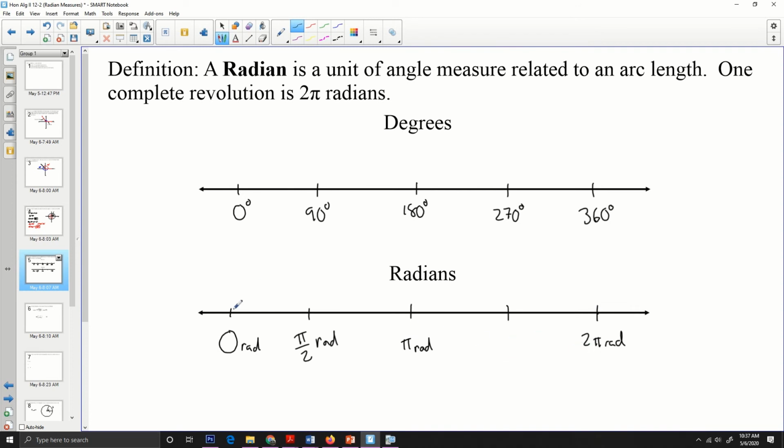But if we think about it this way, I'm counting 0, pi over 2, 2 pi over 2. This will be 3 pi over 2. And then 4 pi over 2 would cancel. 4 divided by 2 is 2. And so these are our matching radian measures. All right.